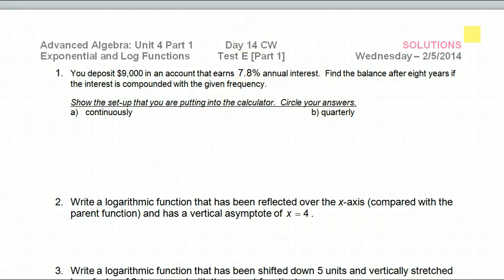Alright, this is our third review about exponential and log functions. This is only part one of the review, so watch out for part two, which will be the homework. If you have a pencil in your hand, put it down. Learn how to do it, but then go back and do it by yourself.